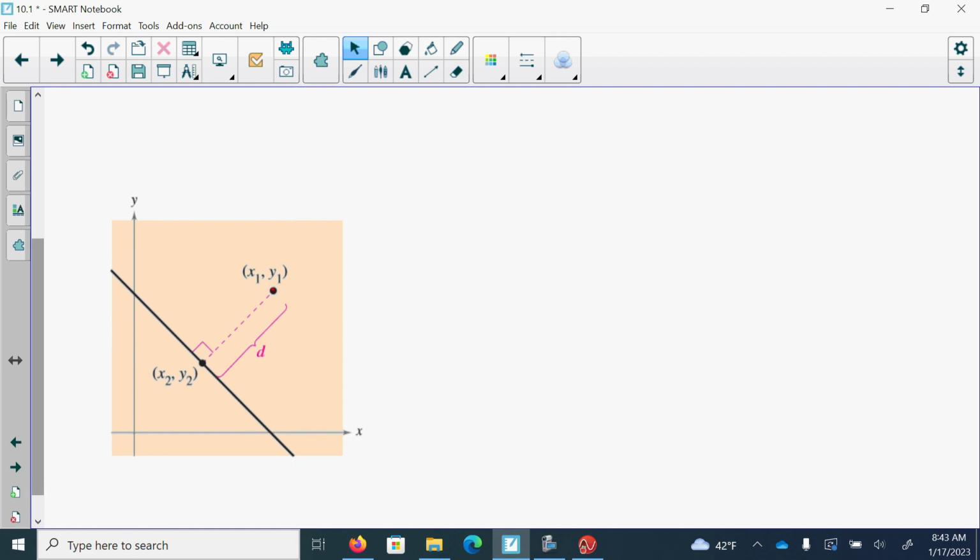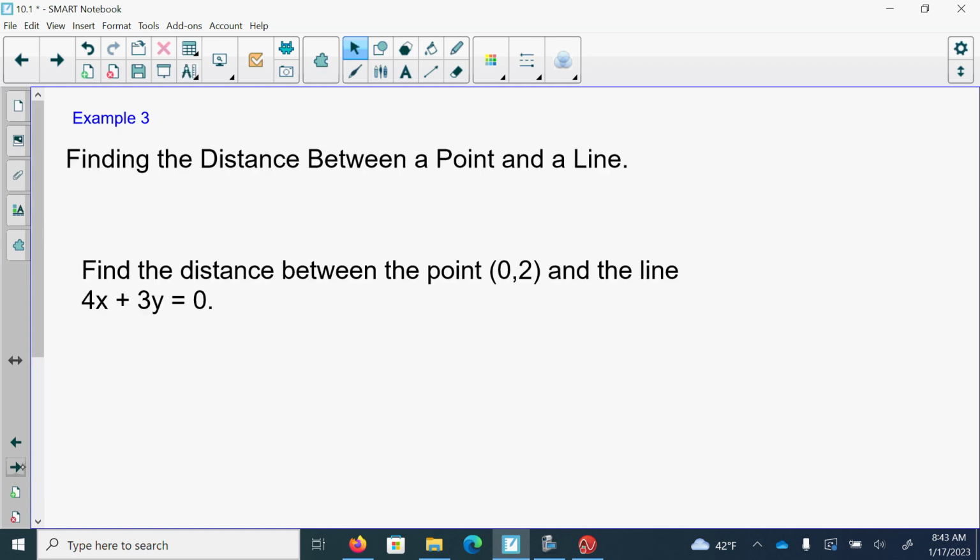So what you're doing is you're taking this point here, you know the equation of this line here, and then you're able to find this distance here. So let's do one. Find the distance between the point and the line. The line is 4x plus 3y is equal to 0. Technically, I should rethink of it as 4x plus 3y minus 0 is equal to 0. It doesn't matter if it's plus or minus, but you really should have everything on one side set equal to 0 on the other side.